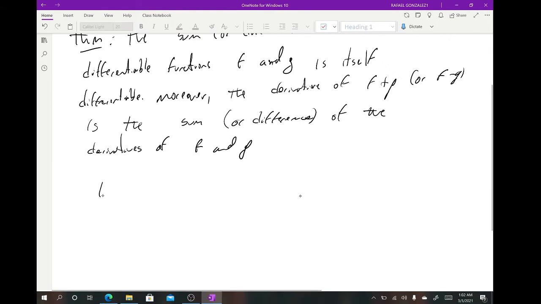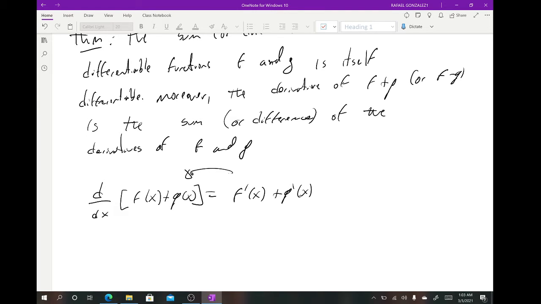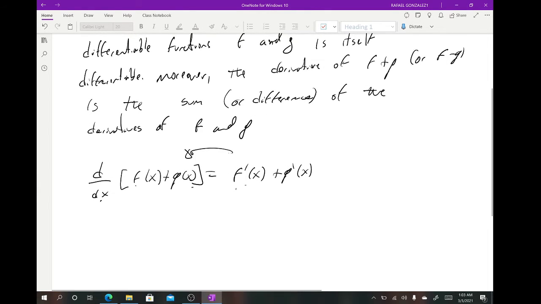So basically what we have is the following. If you take the derivative with respect to x of the sum f of x plus g of x of these two functions, and you know that both of these functions are differentiable, then you get that the derivative of f plus the derivative of g is the same as first doing the sum and then taking the derivative. So you could do the sum first, then take the derivative, or you could take the derivative of them independently and then add them up together. Similarly, if you were to subtract first and then take the derivative, that would be the same thing as taking the derivative first and then subtracting.